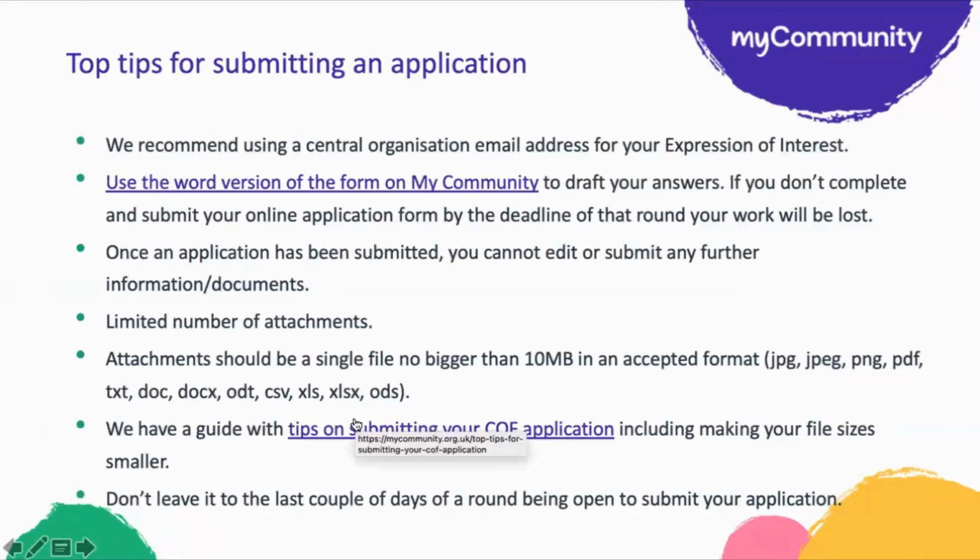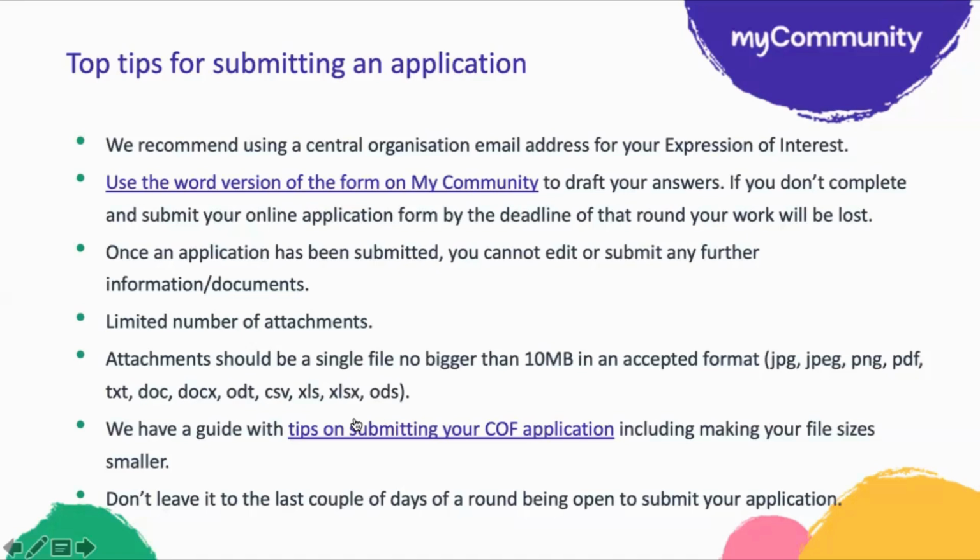So just some tips really for actually making an application, some practical tips. First of all, we recommend that you use a central organization email. If you can, set up an email in the name of your organization rather than someone's personal email address, just in case that person wins the national lottery and goes to live in Bermuda and you never see them again, or it just means that more people can access any emails that get sent to that address.